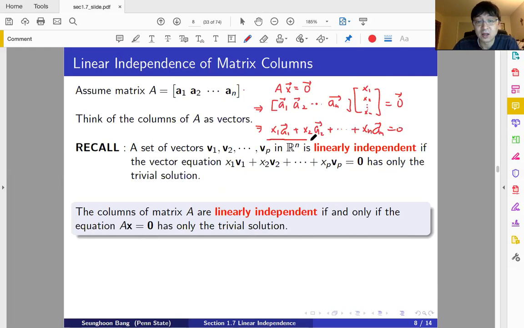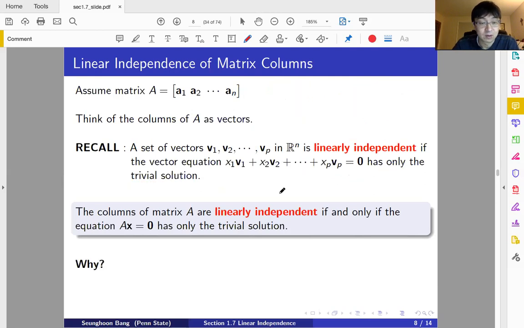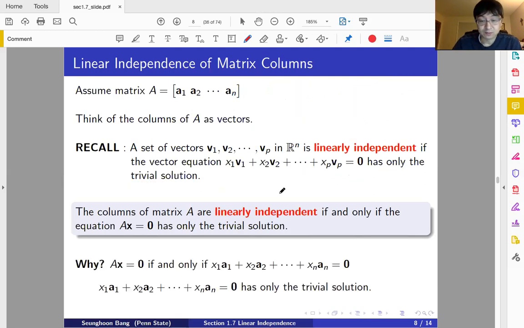This is exactly the vector equation. Vector equation equal to 0. This vector equation has only the trivial solution. What does it mean? The columns of matrix A are linearly independent. Yeah, exactly the same. So explained. So the previous one, the same.